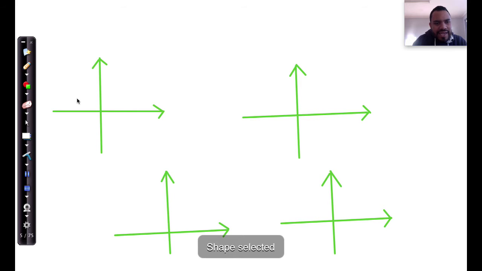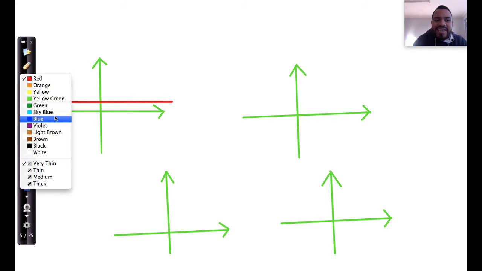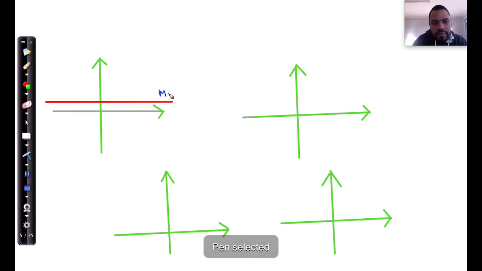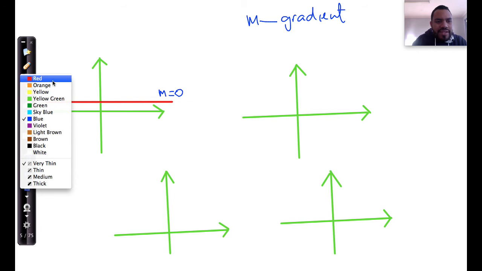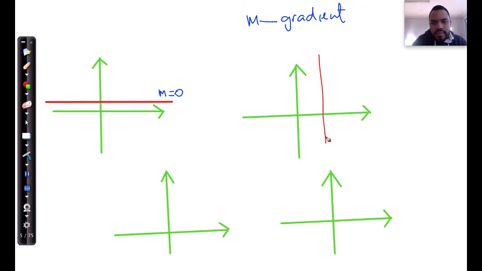If I give you a straight line like this, what can you tell me about its gradient? Well, if it's a horizontal line, it has no steepness. So here we will say m equals 0, where m represents the gradient, or the slope, or the coefficient of x in the equation y equals mx. So this is a horizontal line with zero gradient.